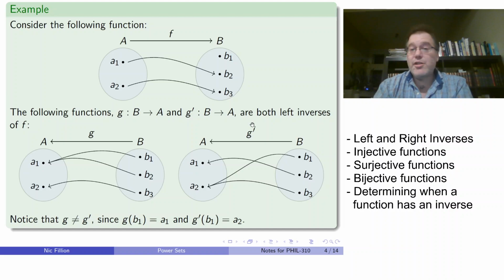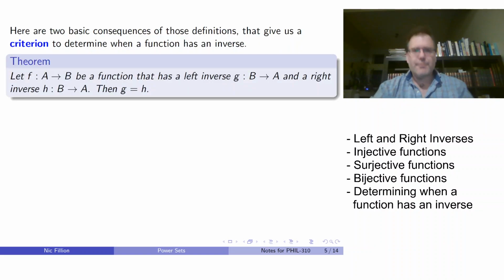But now G and G prime are not the same functions because they are not the same sets of ordered pairs. Right? G contains the ordered pair B1, A1, whereas G prime contains the ordered pair B1, A2. So we have two different functions that happen to be left inverses of F here. I hope that makes sense.